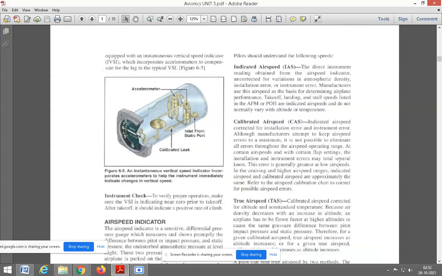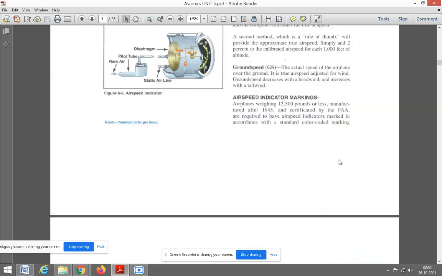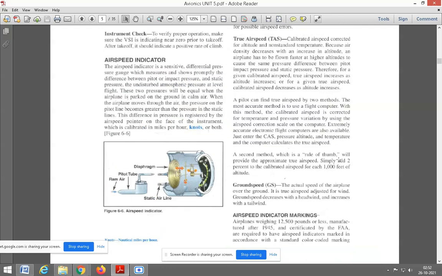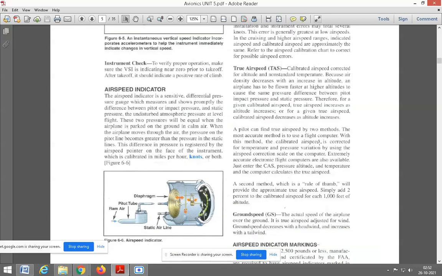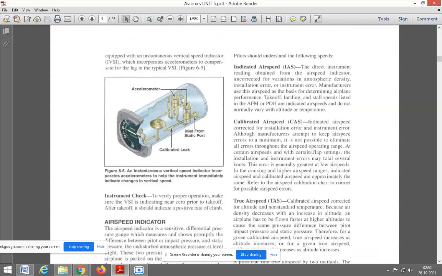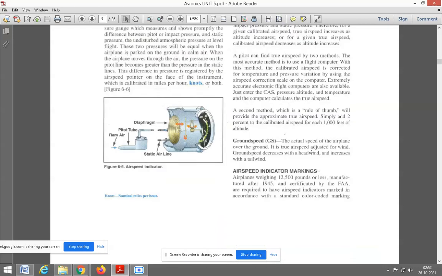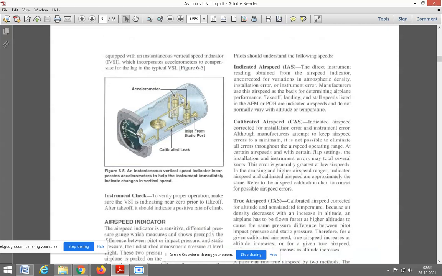So indicated airspeed. Pilots should understand the following speeds. To know about the airspeed indicator, you have to know about the different types of airspeed available here. So the first one is indicated airspeed. The indicated airspeed is nothing but the direct instrument reading obtained from the airspeed indicator, uncorrected for variation in atmospheric density, installation error, or instrument error.